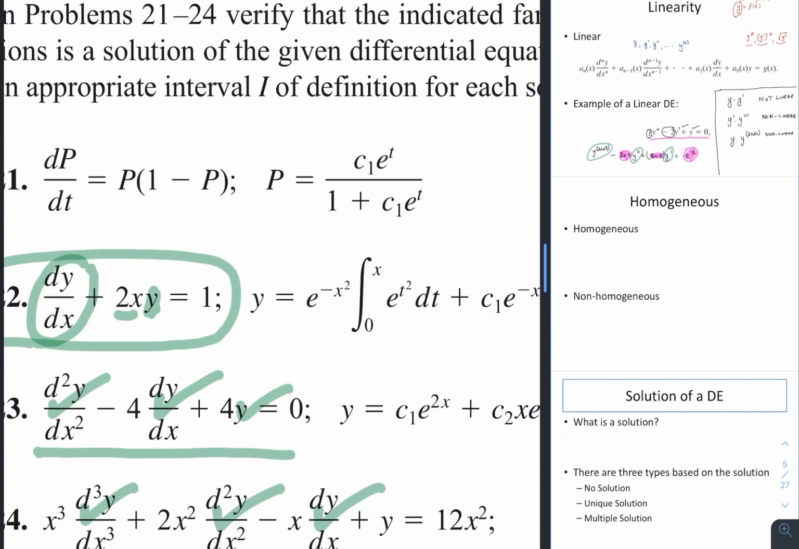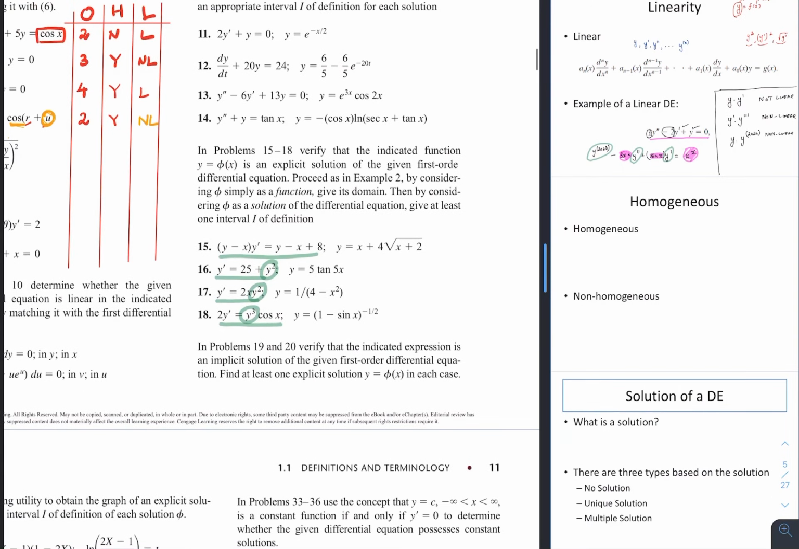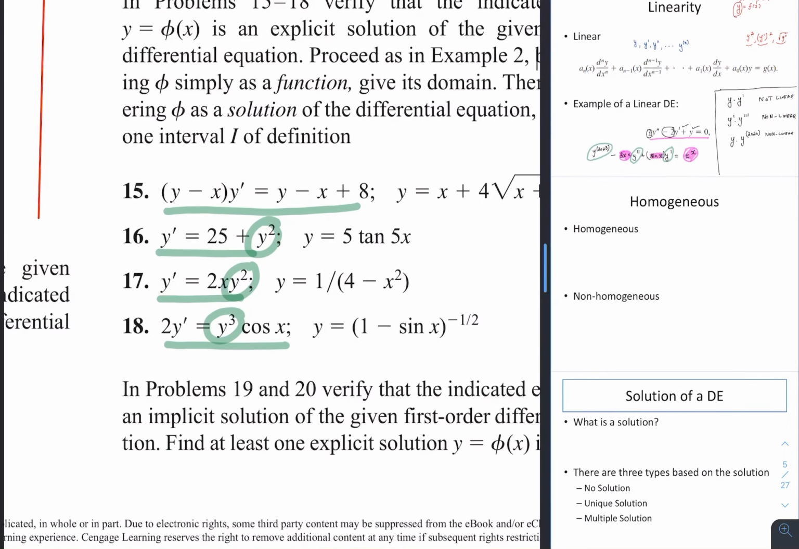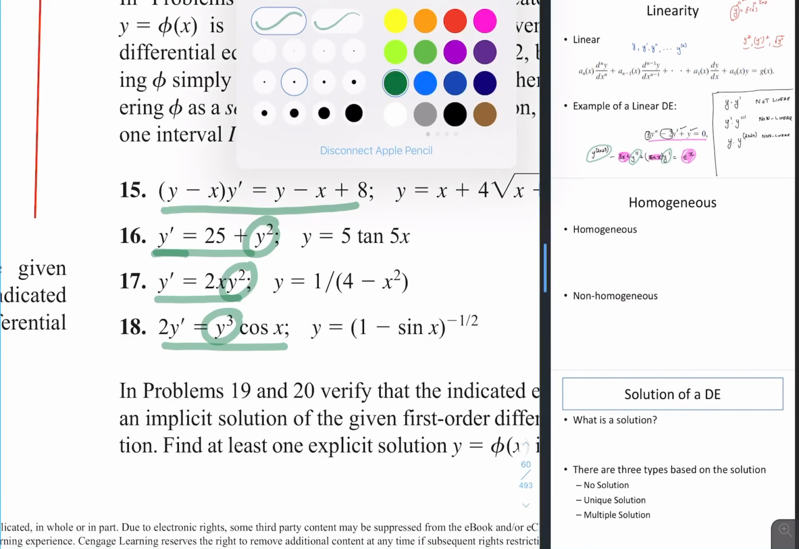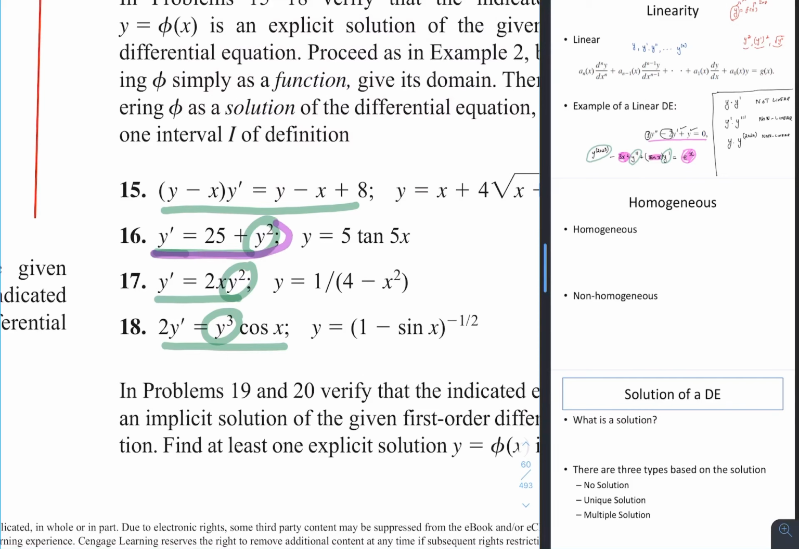So as I've looked at some examples before, this is a non-linear differential equation. This would be a non-linear differential equation. This is a non-linear differential equation. This is a non-linear differential equation. What about this one? What about that one? That's a non-linear.